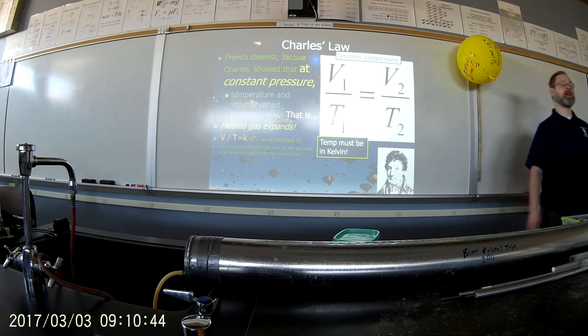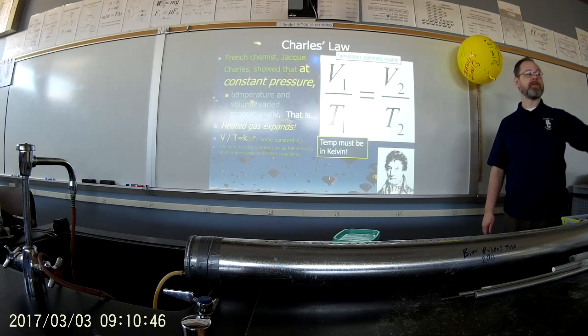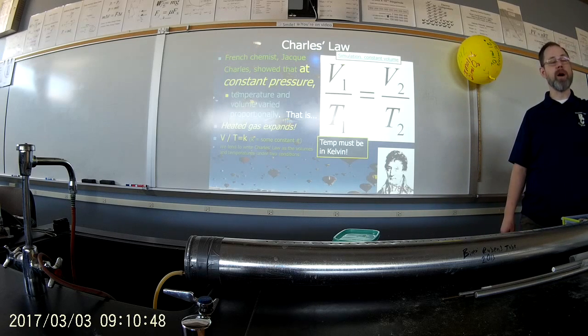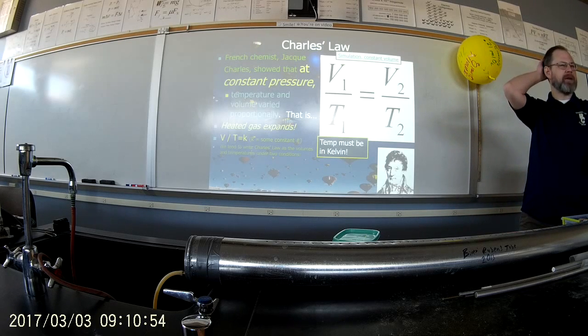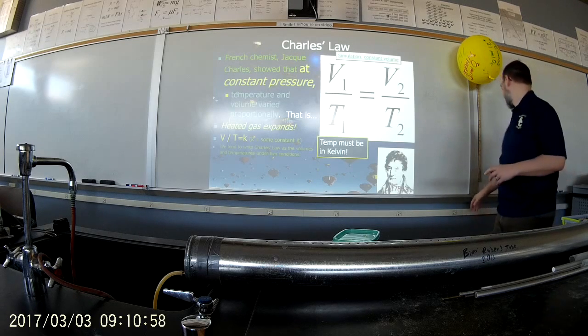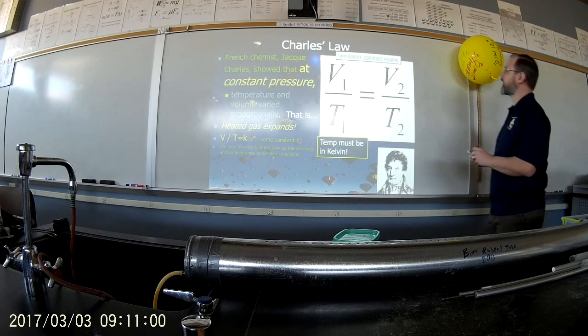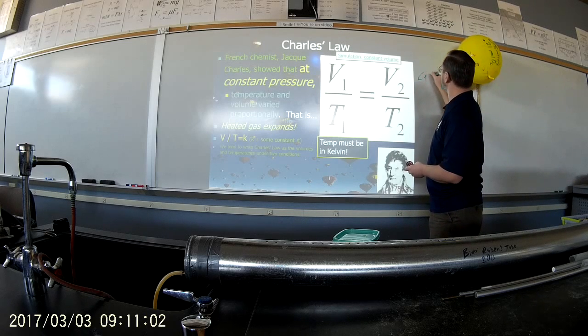Critical to our discussions of gas laws is remembering that our temperatures must be in Kelvin. Our temperatures must be in Kelvin. And how do we turn a Celsius into a Kelvin? Add 273. Good. So we turn our Celsius into a Kelvin by doing C plus 273, and that gives us our K.